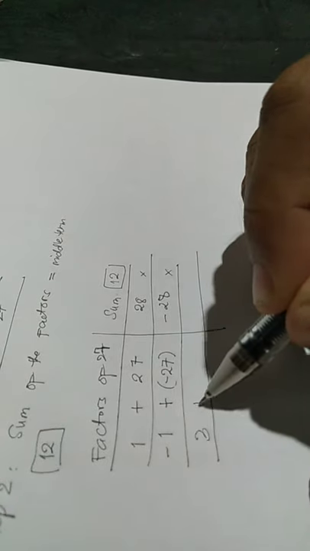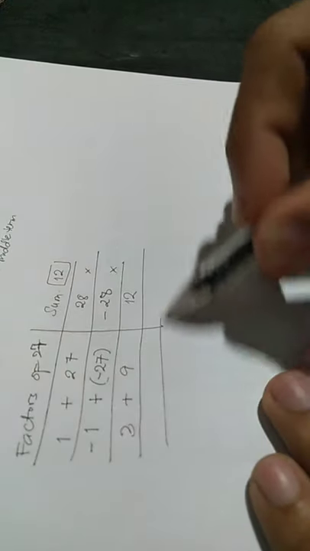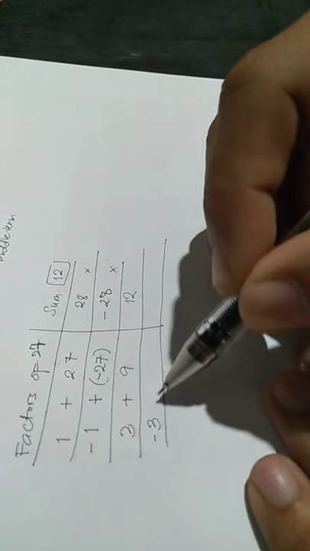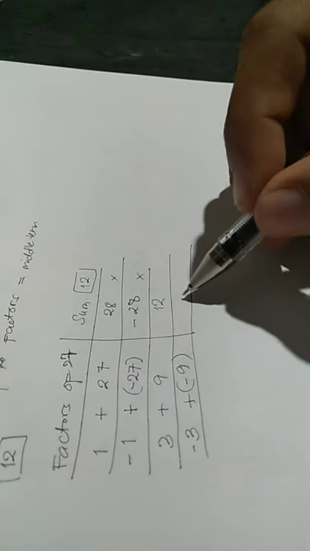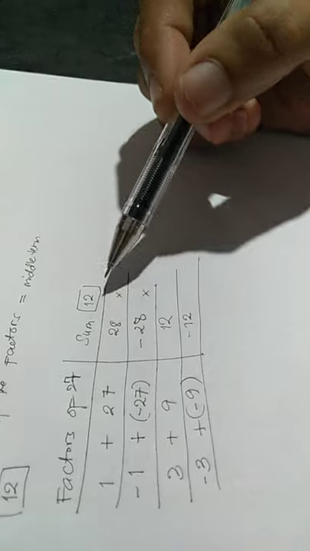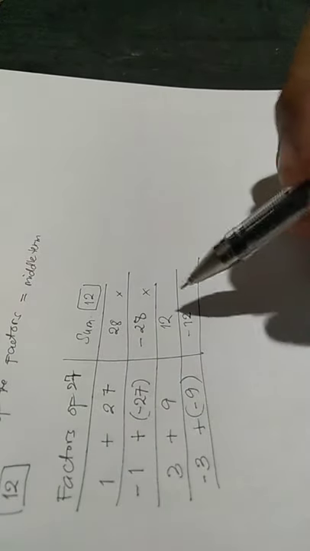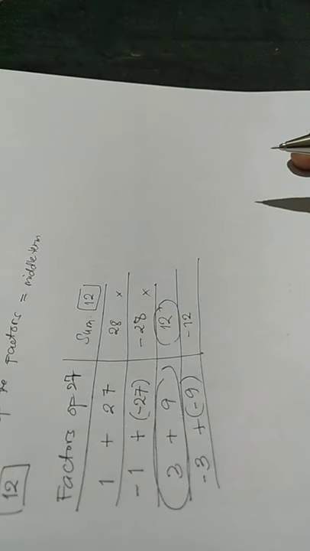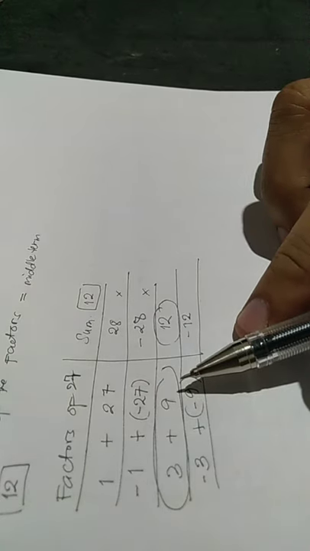Let's take the third, 3 times 9. 3 plus 9, both positive, is 12. Okay, 12. Next, let's do the last one. Both negative, negative 3 plus negative 9. Open and close parentheses to separate the operation. Since they are the same sign, add: 9 plus 3 is 12. Copy the sign, negative. So among these, which has the same value as the middle term, 12? It is 3 and 9. This is the process for step 2.